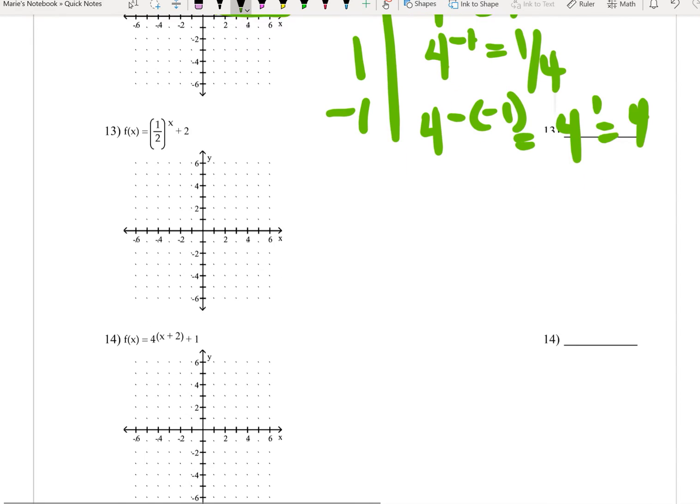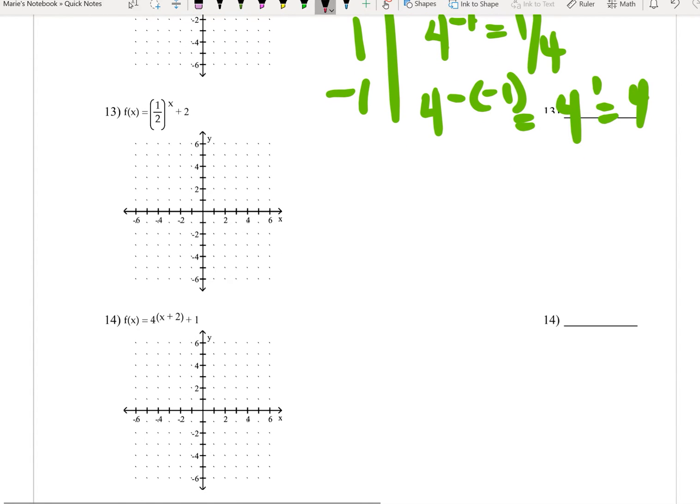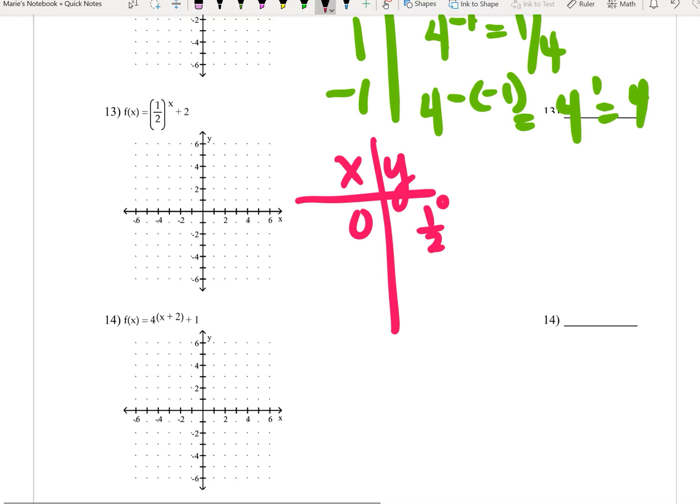Okay. Next question, here's what you need to remember. On the next question, you've got a +2. That +2 should help you understand that if x is 0, so here's xy, I'll do it in red so it's a little different. I have 1/2 to the 0 power, which we know is 1, plus 2, which is 3. So at x being 0, I'm at 3.